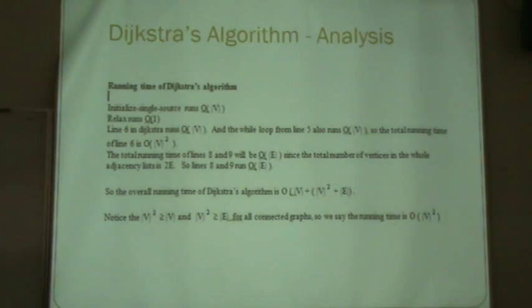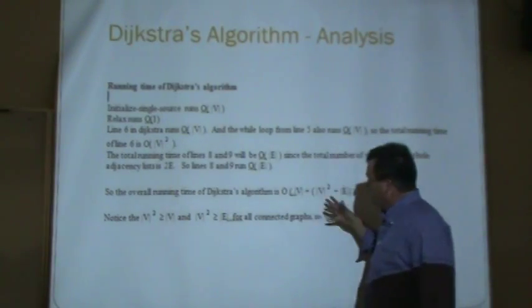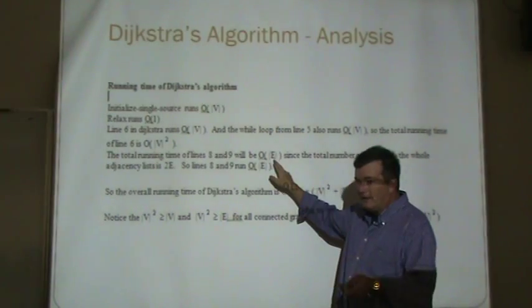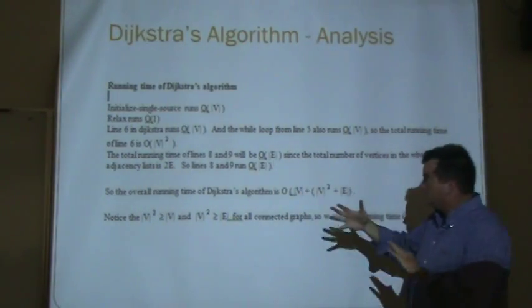So we want to choose a good data structure to make the running time better. The total running time of lines 8 and 9, where we're calling relax, is going to get called every time there's an edge we're connected to, if we use an adjacency list.